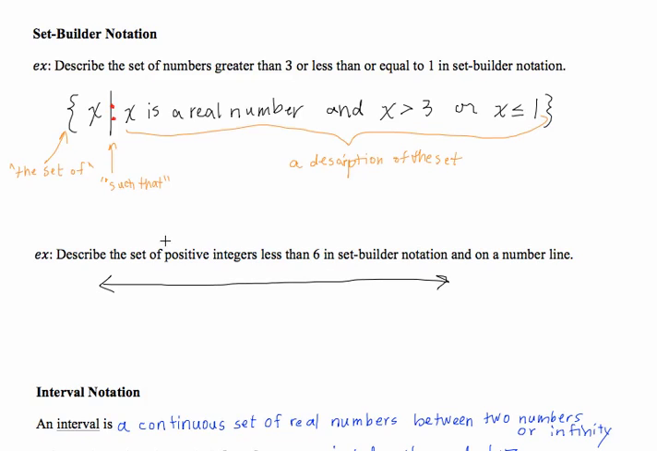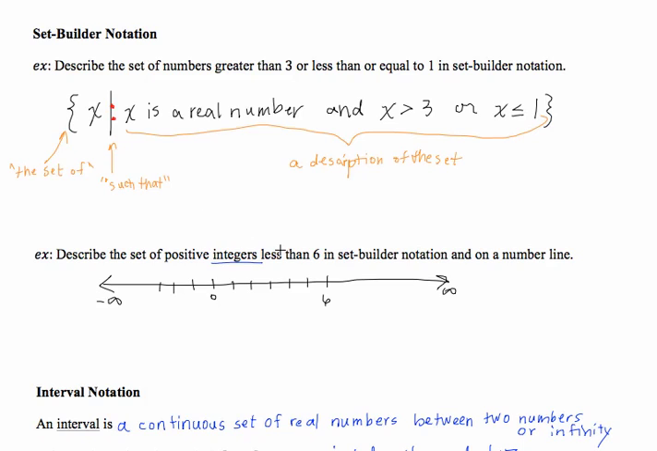Positive integers. Remember, an integer is a whole number that's either positive, negative, or 0, but it does not include any of those fractions or decimals in between the whole numbers. So we're only talking about whole numbers less than 6. Well, let's see, let's put 6 here. There's 0, and then it just keeps going in that direction.